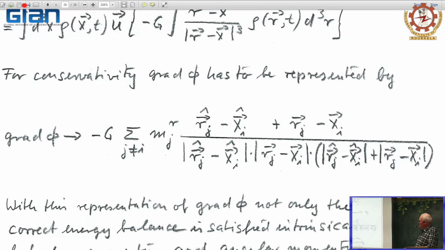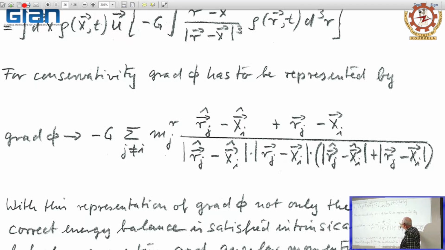Okay, so this is the form how the gravitational potential has to be represented numerically, and we see it contains not only the values of the radii of the nodes at the old time step, but also that of the new time step. So this scheme is necessarily implicit with respect to time.